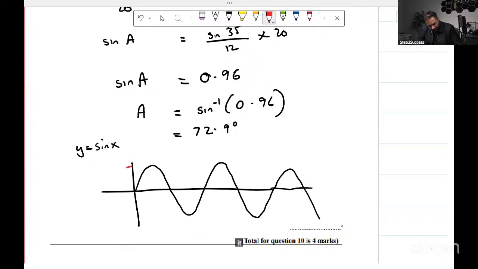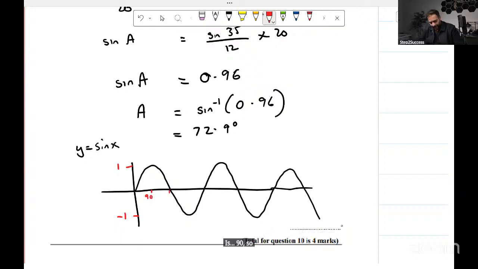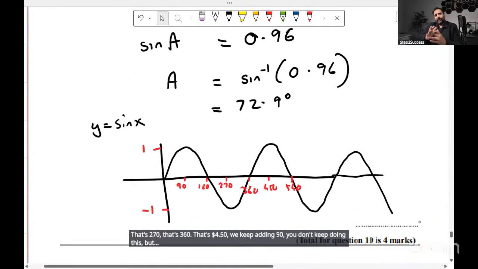It goes up to 1 at its highest point and down to -1 at its lowest point. Each of these little intervals is 90. So that's 90, that's another 90, so 180, that's 270, that's 360, that's 450. We keep adding 90. You don't keep doing this, but it goes forever, basically, to the right. It's like a wave, and it just keeps going.